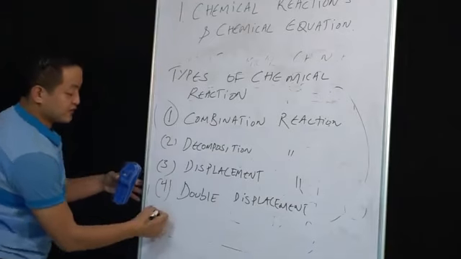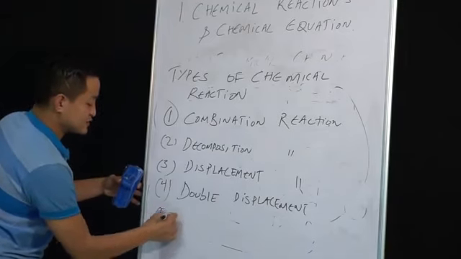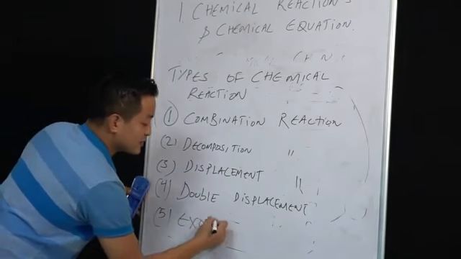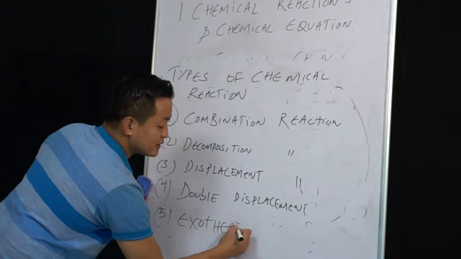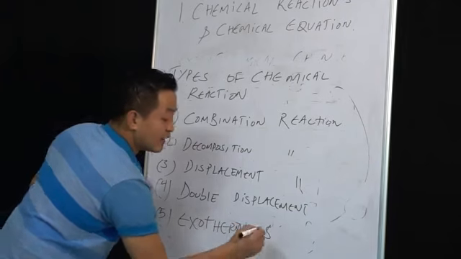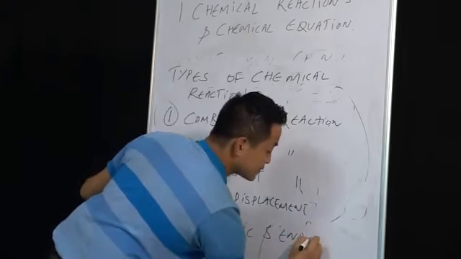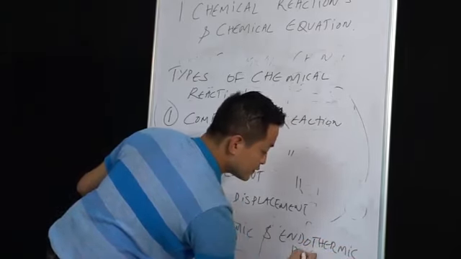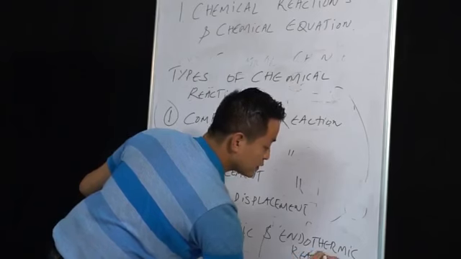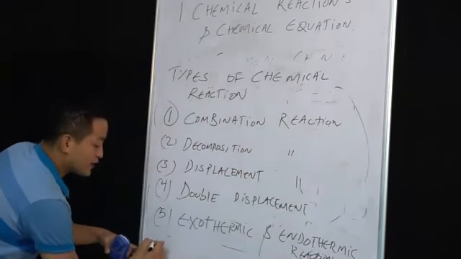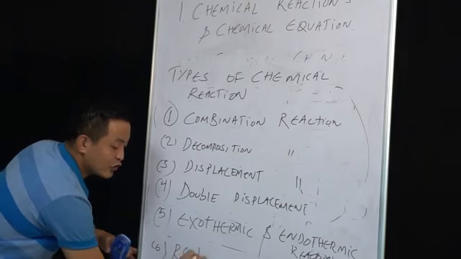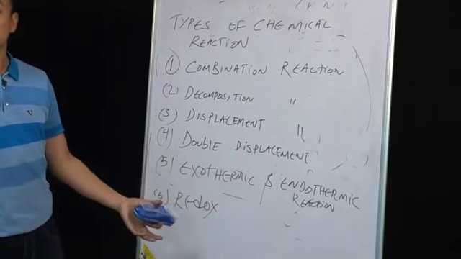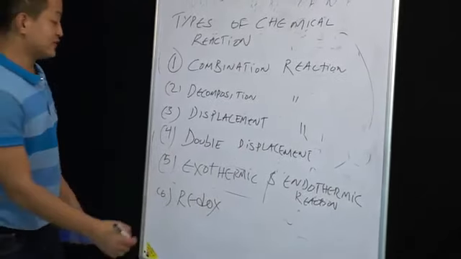Now the fifth will be exothermic and endothermic reaction. And the last one here we have redox reaction. So under redox reaction we'll study oxidation as well as reduction. Clear?